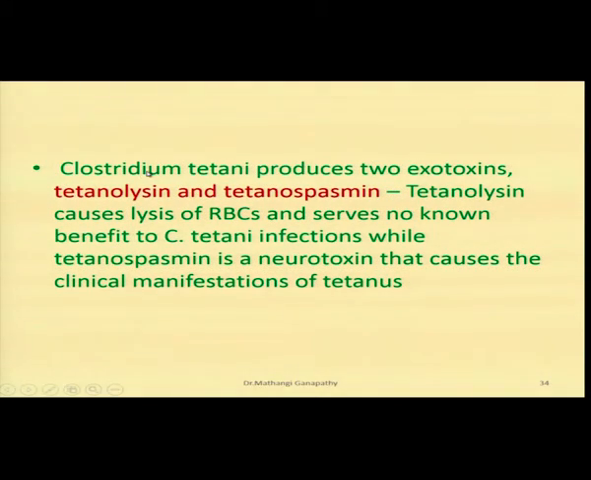There is another more famous species in this genus, Clostridium tetani. This produces 2 exotoxins, tetanolysin and tetanospasmin. The tetanolysin causes lysis of the RBCs and serves no known benefit to Clostridium tetani infections, while tetanospasmin is a neurotoxin. This tetanospasmin is what causes the clinical manifestation of tetanus.